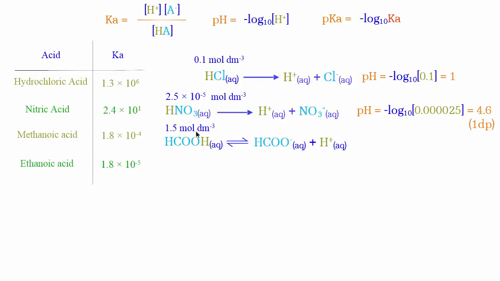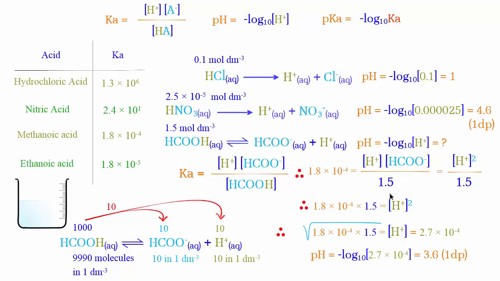So now let's focus on this methanoic acid underneath. 1.5 moles per decimeter cubed is the concentration. We know it's a weak acid, so it partially dissociates. The concentration of these two, the anion methanoate and the H plus, is not going to be the same as the methanoic acid. It's going to be significantly less because of the partial dissociation. But I hope you also appreciate they're going to be equally concentrated, both of these, because every one of these methanoic acids splits into one methanoate and one H plus.